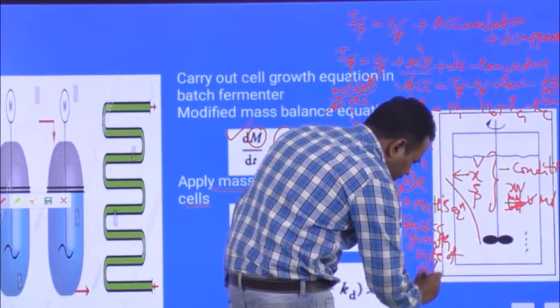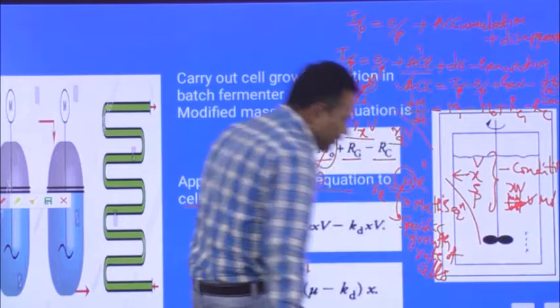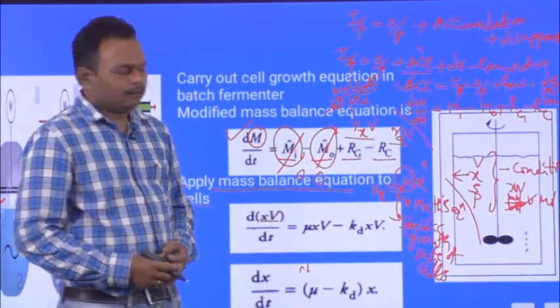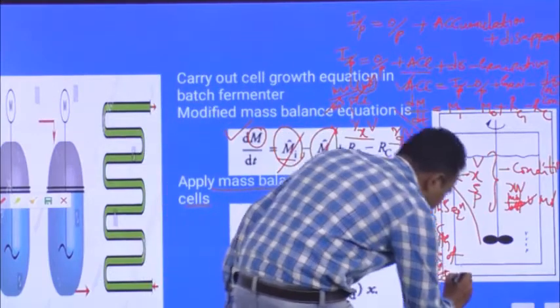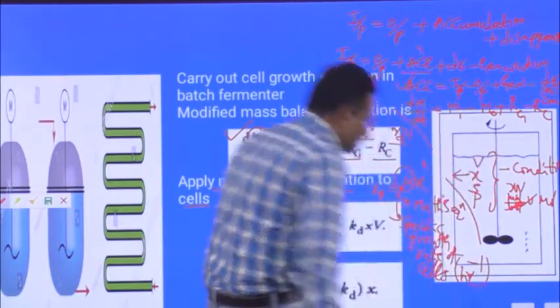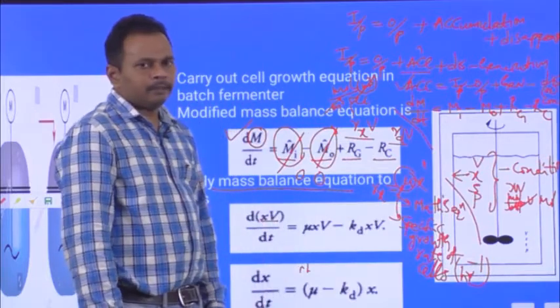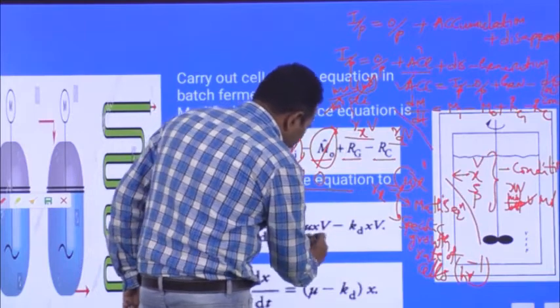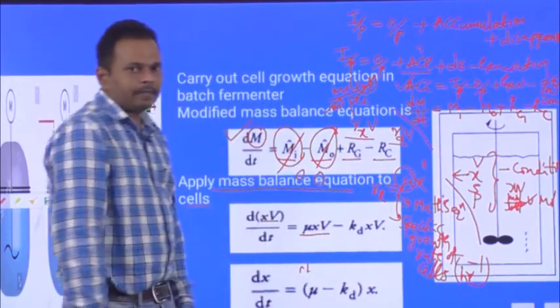This always tells about the number of cells produced per unit time. Its units are always inverse time. So in place of Rx, write mu x into V. This becomes mu xV.